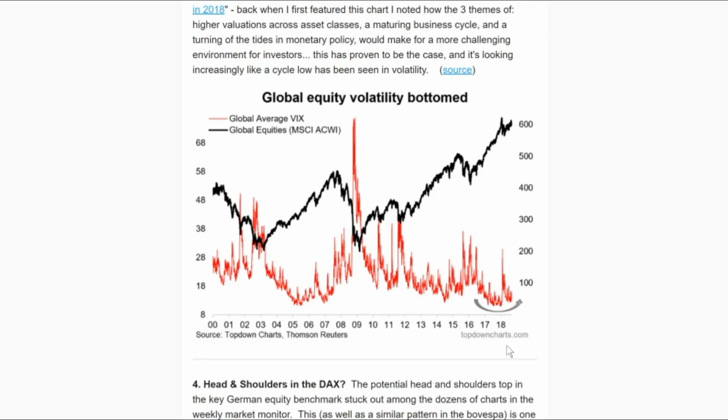The other one, more so at the time, was the extent to which valuations had become pretty elevated, and then also just the maturing of the business cycle. So that's why I think that with this chart we've seen a cycle low or cycle bottom in equity volatility, and from here, maybe it doesn't go straight up, but I think this is the process of bottoming, and that we do see an uptrend in volatility from here.